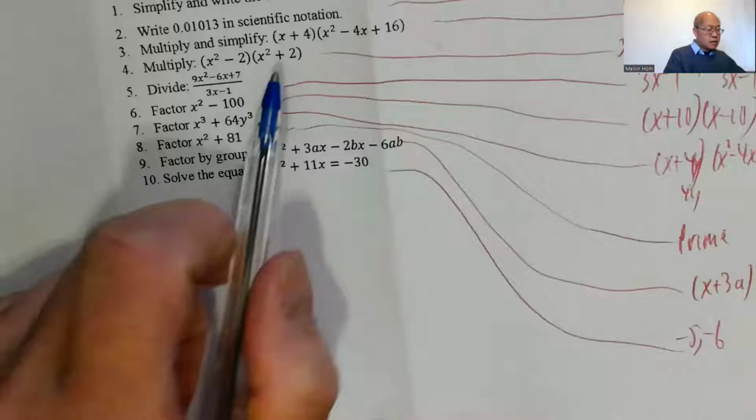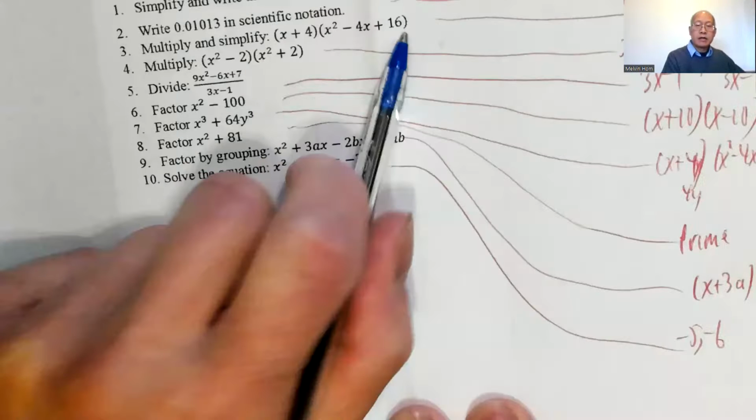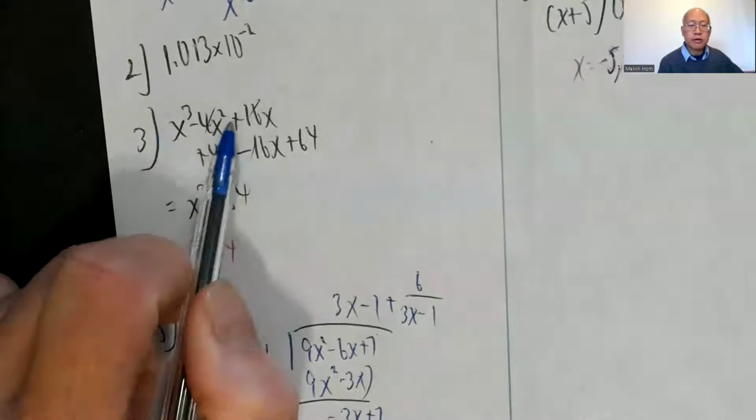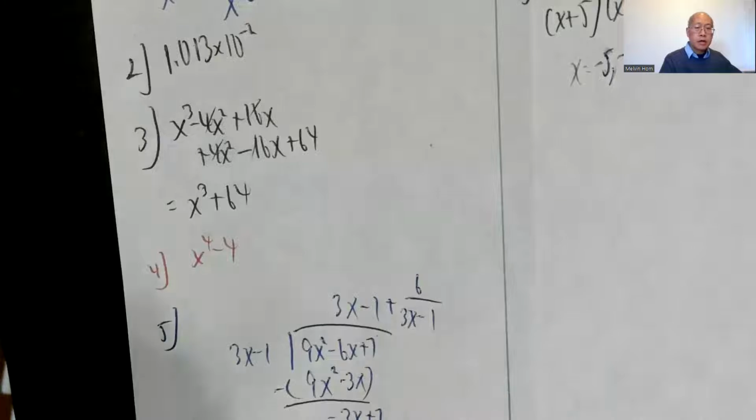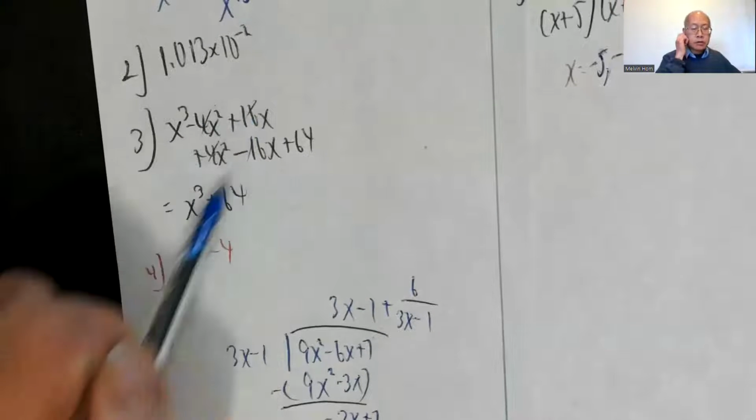Number 3, take x times that, and that, then 4 times that, and that. So that's x cubed minus 4x squared plus 16x, plus 4x squared minus 16x plus 64. Cancel, cancel, cancel, cancel. So x cubed plus 64.